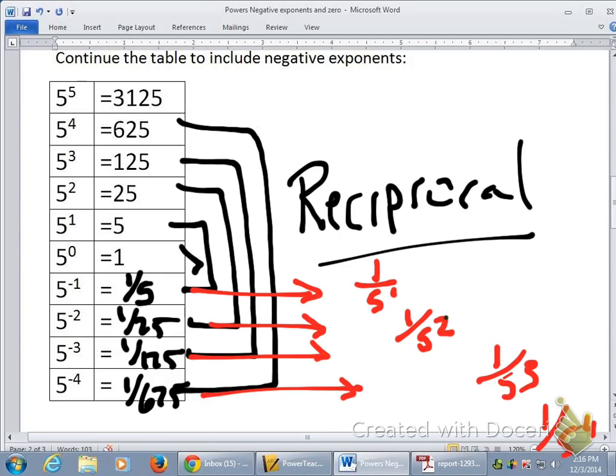So all I'm trying to do with this is show that 5 to the negative fourth is the same thing as 1 over 5 to the fourth. 5 to the negative third is the same thing as 1 over 5 to the third. 5 to the negative 2 is the same as 1 over 5 to the 2. Notice the exponent becomes positive. 5 to the negative 1 is the same as 1 over 5 to the 1. And that's our exponent rule.